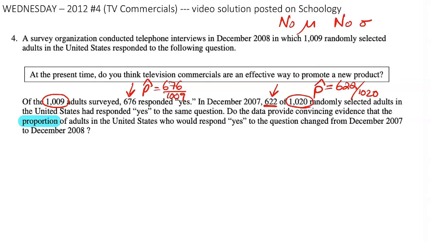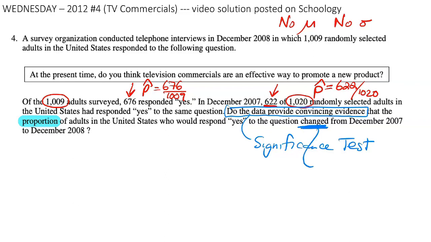A couple other things you're asked: do the data provide convincing evidence? That is a clue that you need to do a significance test. A confidence interval could work here, but you'd have to include the hypotheses, which you might not think to do. Typically with confidence intervals, you'll be told to construct and interpret a confidence interval. So we're going to do a test instead. The last thing I want to point out is this word changed. That is telling us this is a double-sided test, and we're going to use a not equal to in our alternative hypothesis. So let's check out the hypotheses.